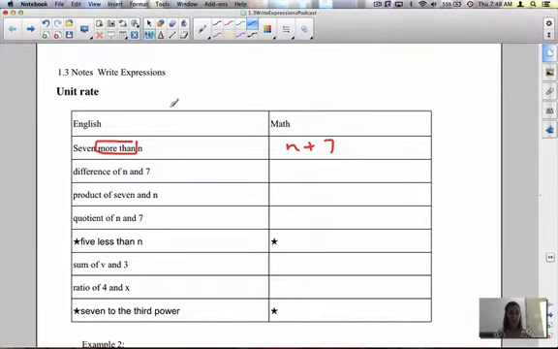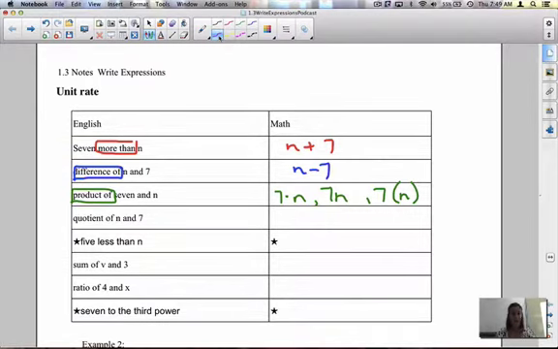The next problem, difference of n and 7. Key term, difference of. Difference means subtraction, so n minus 7. The next problem, the key term, product of 7 and n. Product of. Product is a multiplication problem. So this one actually can be written a couple different ways. I can make it 7 times n. Now remember, we use the dot for the multiplication symbol. We can also just say 7n, or we can say 7 and then in parentheses put n, all meaning the same thing.